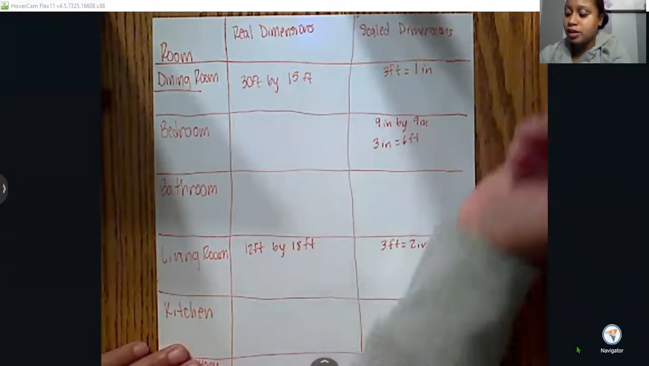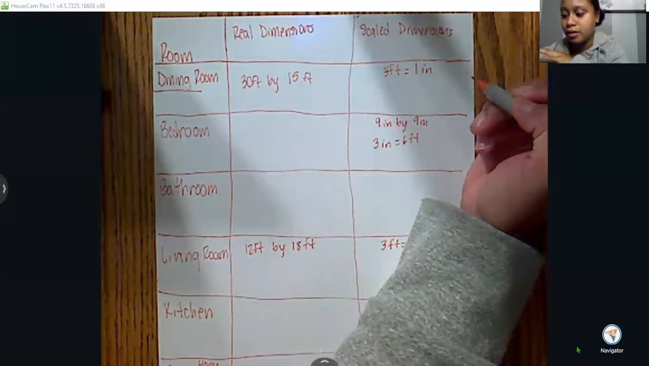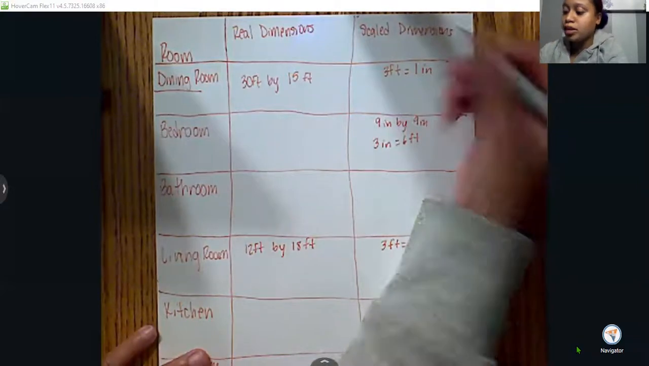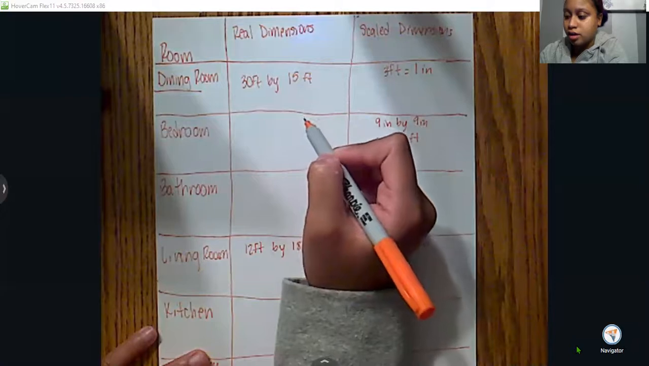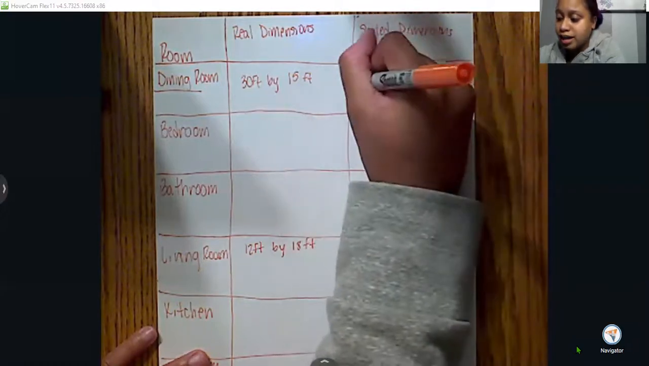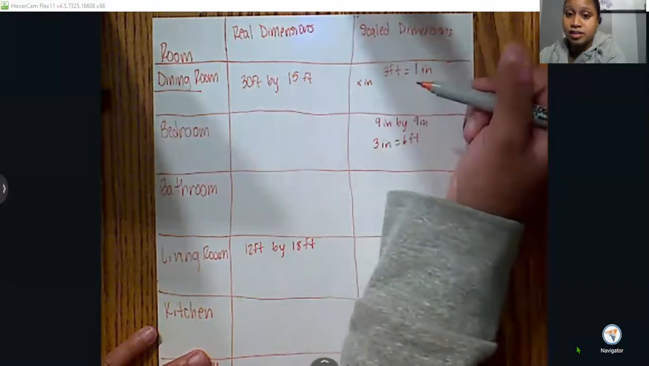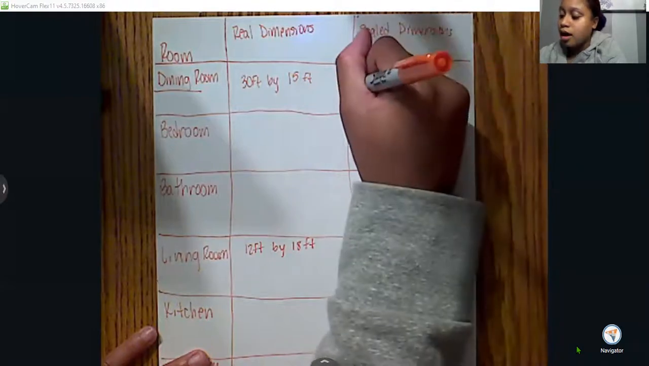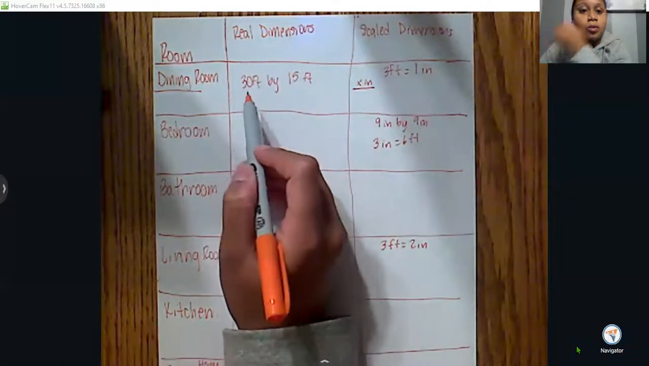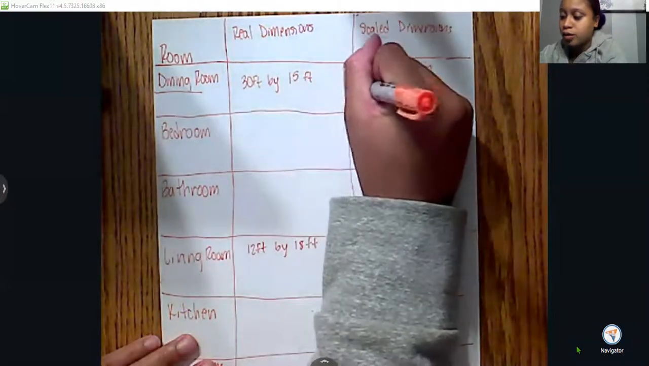So we have 30 feet. And typically we like to set up something called a proportion. We're looking for the inches and we don't know what the inches are, so we can label it as X inches. We want to know what the inches for 30 feet is. So we need to do X inches for 30 feet.